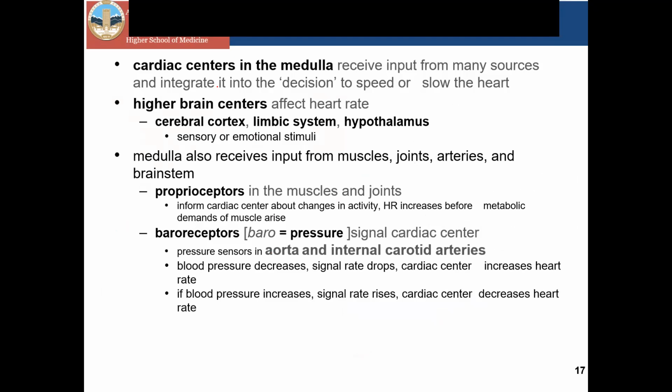How much time do we have? Okay, 20 minutes. Because after this topic we have another one. That's why I need to be faster.